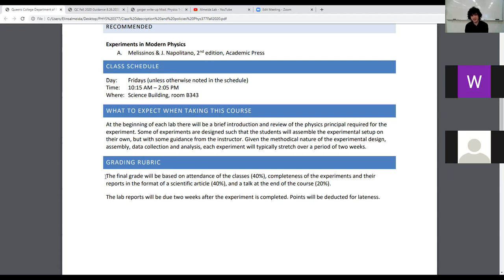And then we'll have a talk at the end of the course. I will select at least one paper for you in a subject related to modern physics, an experimental paper, and you'll give a talk at the end of the course. Usually by October, I give you the paper and you give the talk in the final class. The lab reports will be due 2 weeks after the experiment is completed, and points will be deducted for lateness.